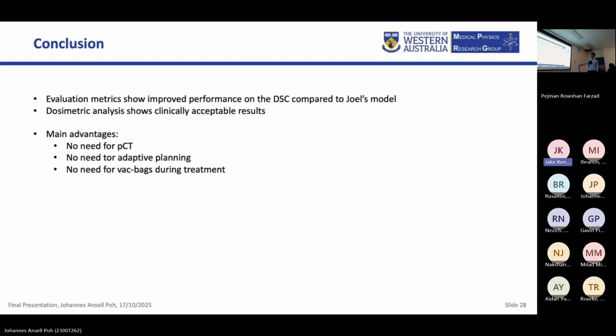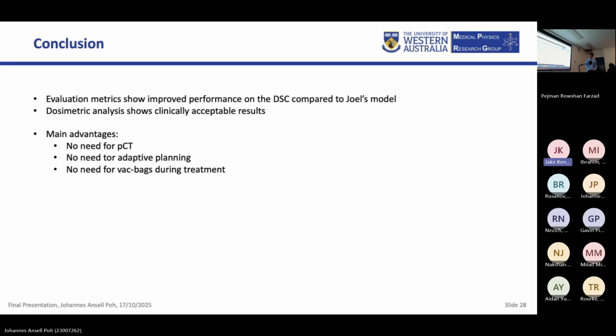In conclusion, the evaluation metrics show improved performance for my model for the dissimilarity coefficients for the different organs compared to Joe's model, but there's no improved performance on the other metrics, and also the dosimetric analysis doesn't show any improved performance, but it still shows clinically acceptable results.